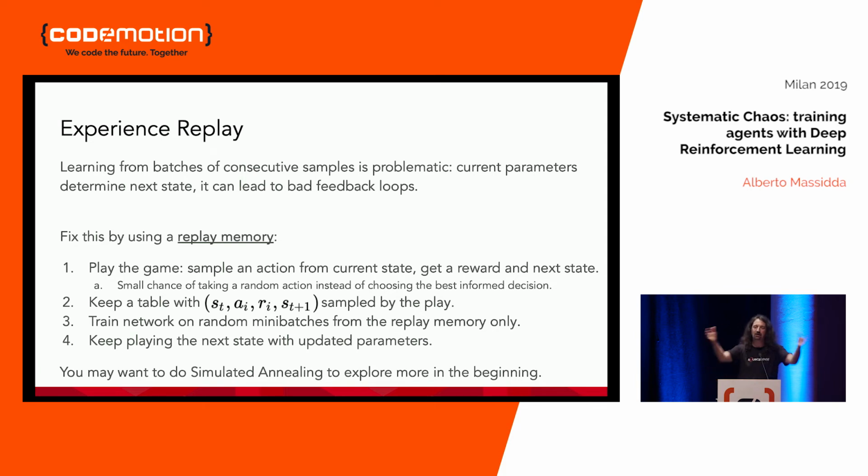So you can pre-populate your replay memory in the beginning of the game with random actions, thus exploring your state space a lot, and then start only taking decisions based on the policy that you've learned by doing replay memory.